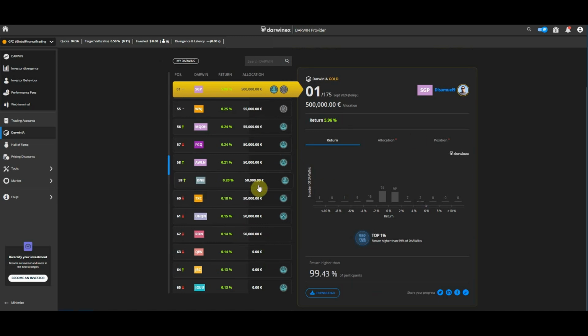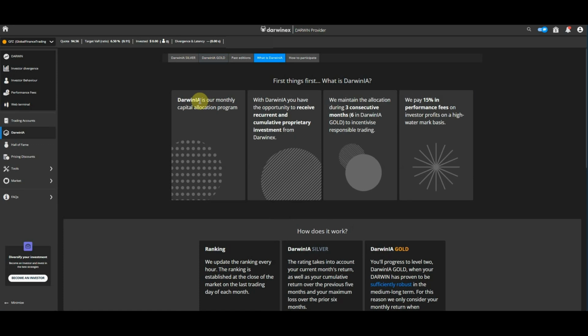So Darwin IA is a monthly capital allocation program. That means that if you fit the criteria, Darwinex funds you and you get to keep 15% in performance fees. As I mentioned earlier, 3 consecutive months is how long you keep the allocation for.